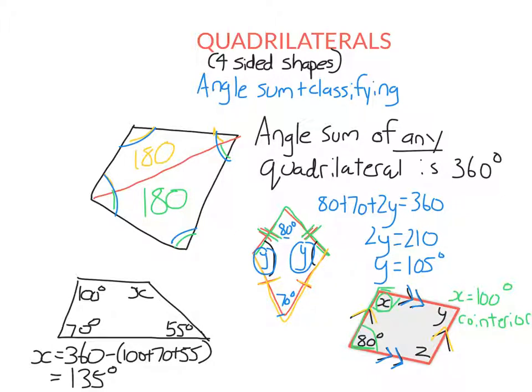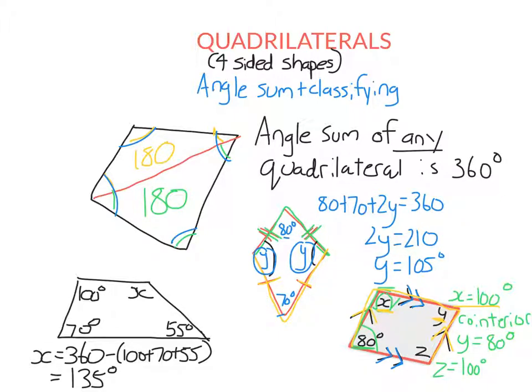So then what would y be? Well, it turns out that we can draw a C around here. y and x are co-interior. So x is 100, but x and y must add to 180, so that means y is also 80 degrees because it's co-interior. And similarly, z will be 100 degrees because it's co-interior to y.